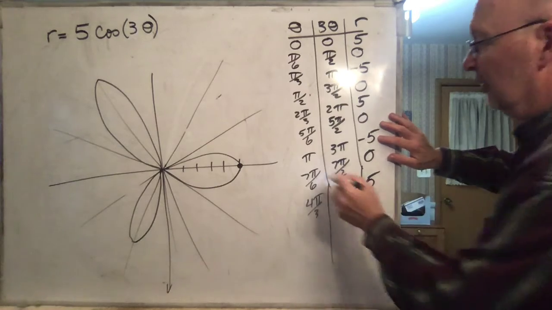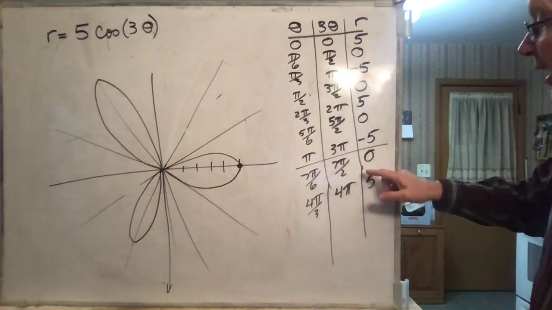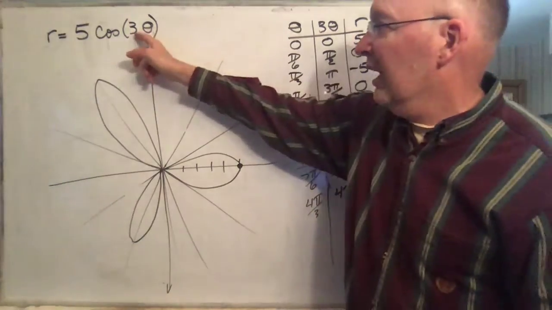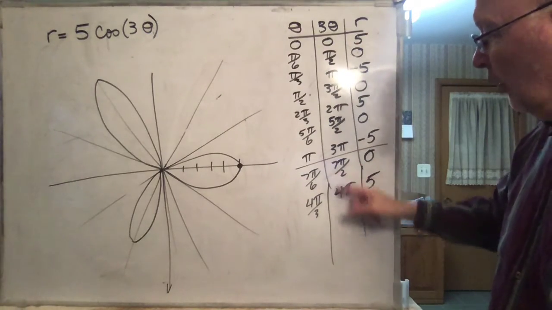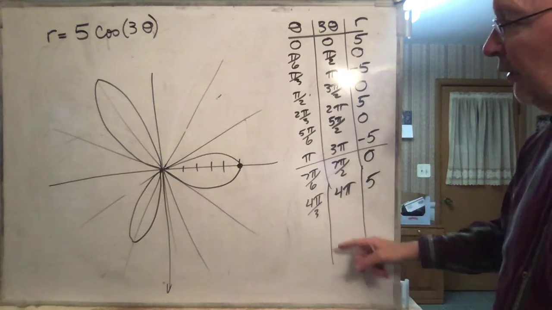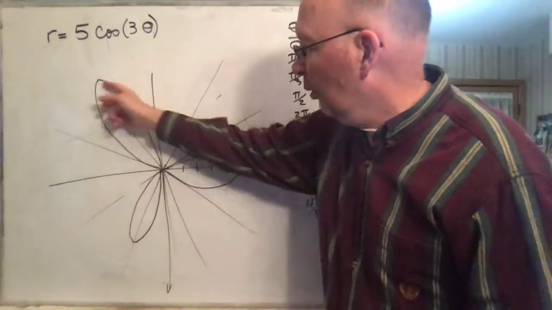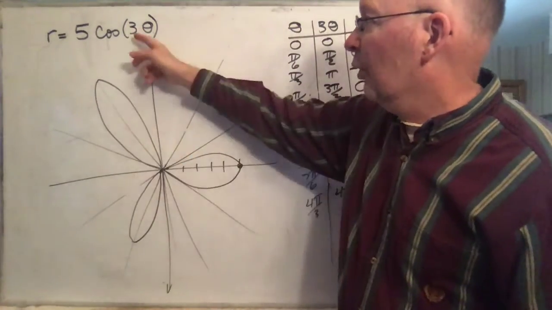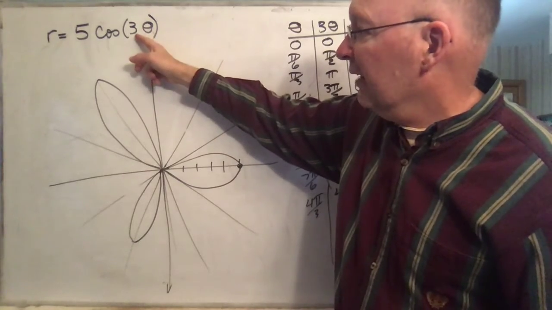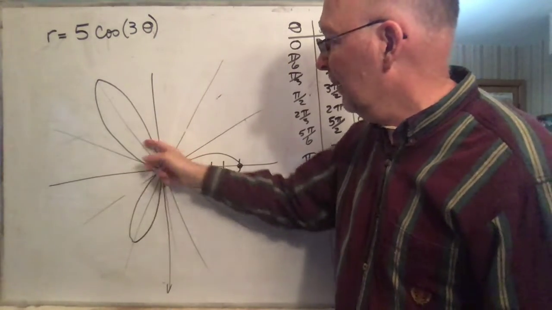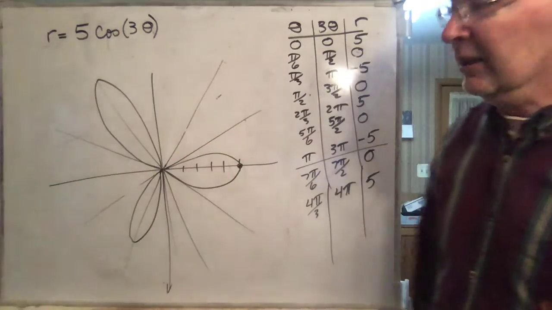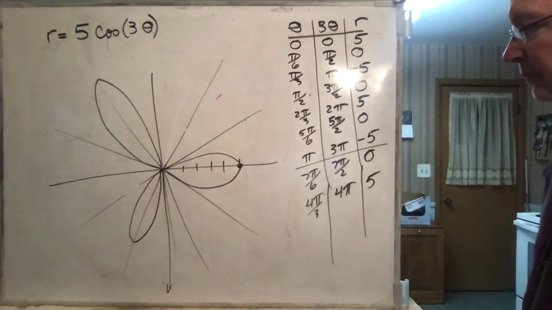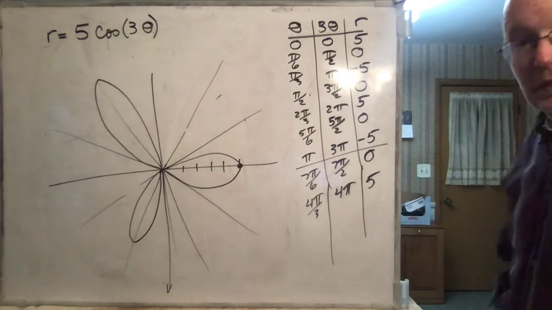And then, if you keep continuing on, you'll notice that unlike when you had a 2 here, this one just repeats everything again. So you just keep going on. That's why I didn't go any farther here, but you're going to end up doing the whole thing one more time. So the moral of the story is when you have an odd number here, you end up with that same number of petals on your flower. If you have an even number, then you get twice as many. Okay? So that's the idea.